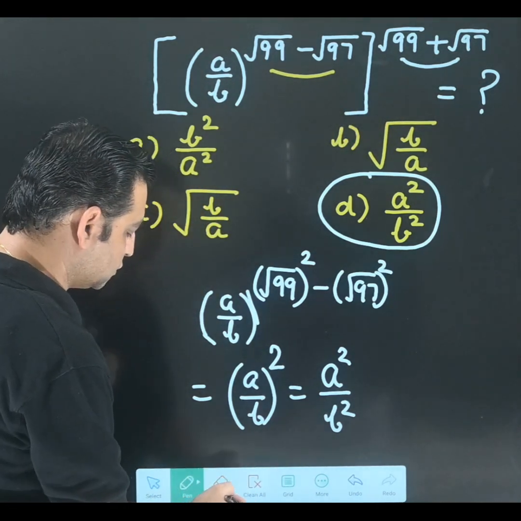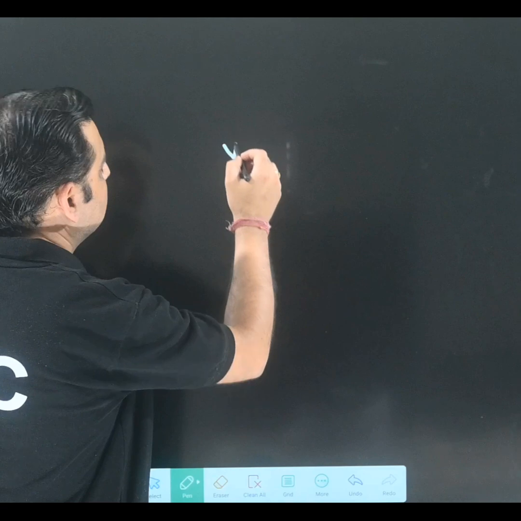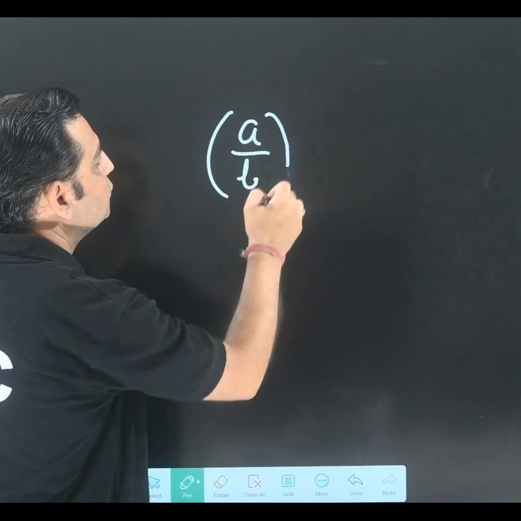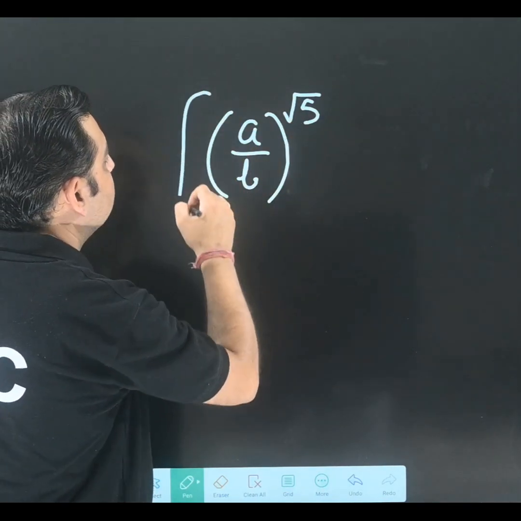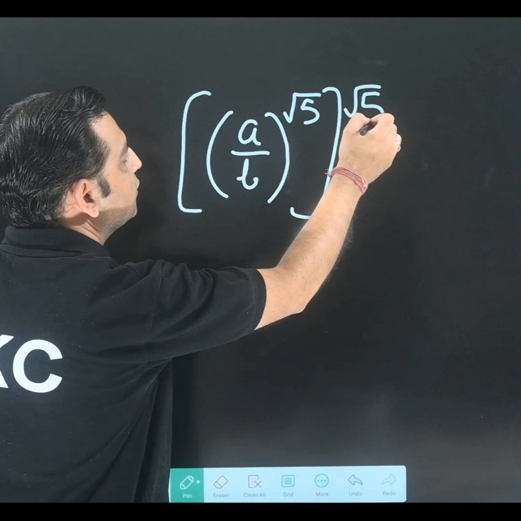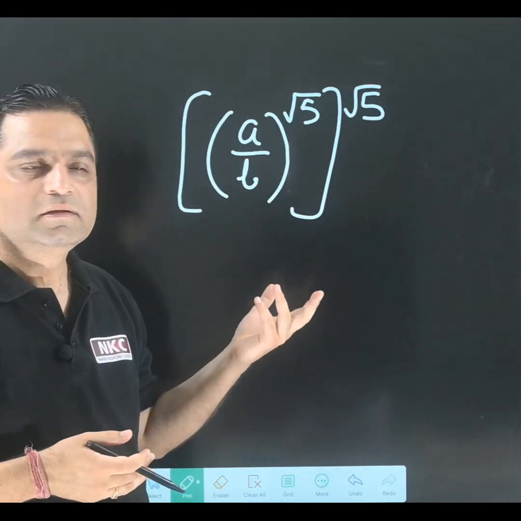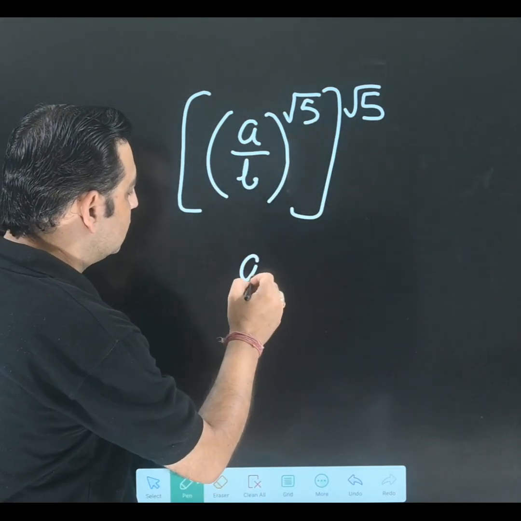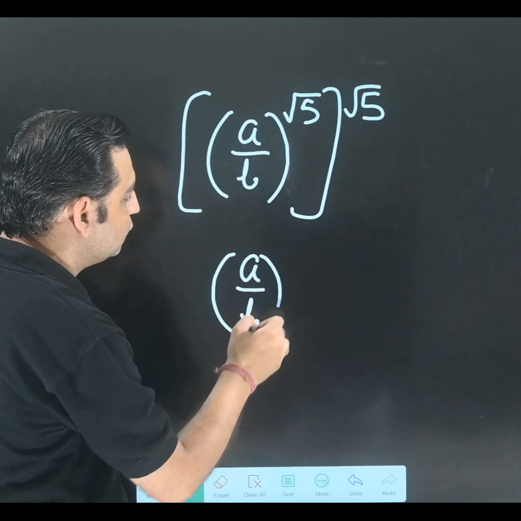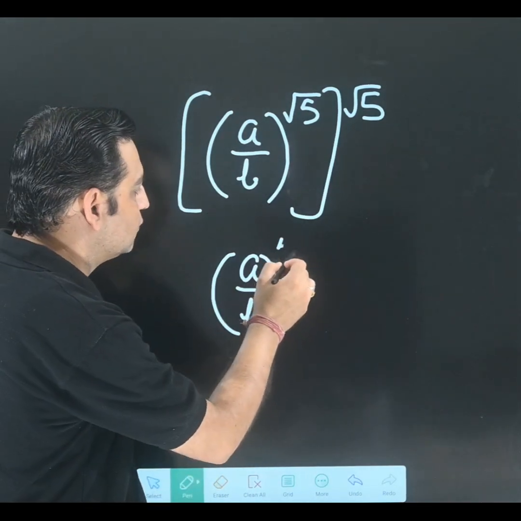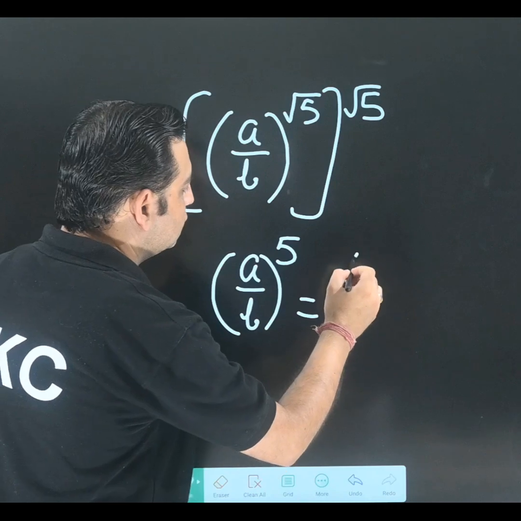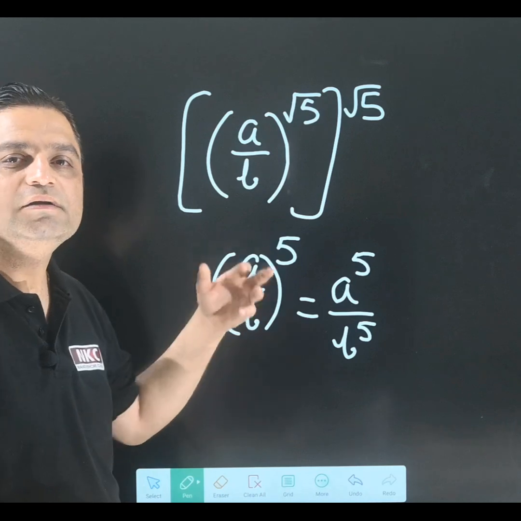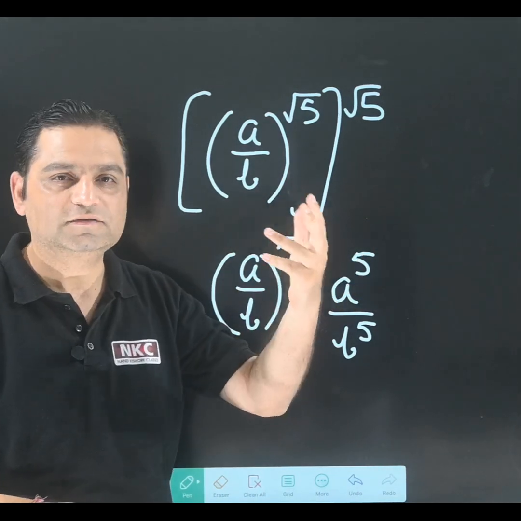Sometimes you may get a question, I'm just going to elaborate. Let's suppose we get one question, (a/b) to the power root 5 and further power root 5. So there is no confusion, right? Square root of 5 and square root of 5 you can multiply, and when square root of 5 is multiplied with square root of 5, you will get only 5. In that case, your answer will be a to the power 5 over b to the power 5. It depends what kind of situation is coming, so analysis is very important.